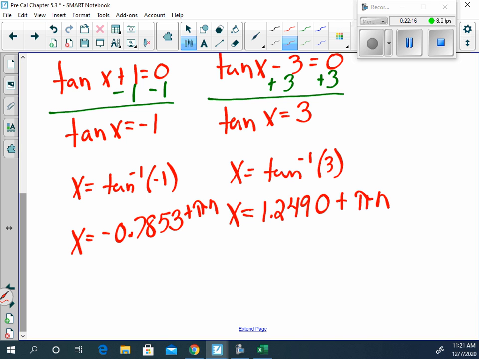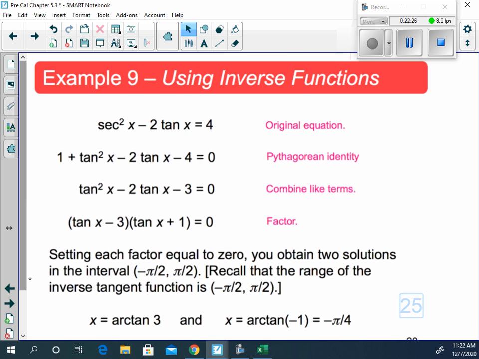And if we're not restricted, it's going to be plus pi n, because tangent repeats on the interval of pi. It doesn't repeat every 2 pi, it repeats every pi. And that would give us our answer.